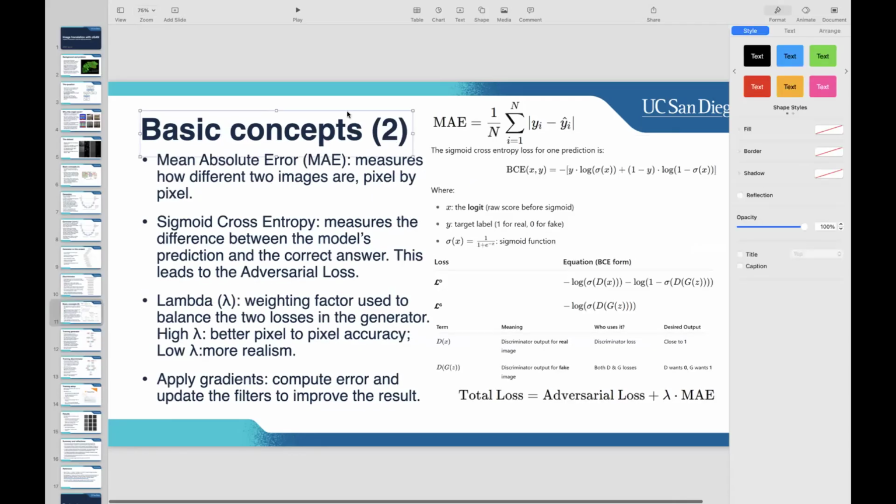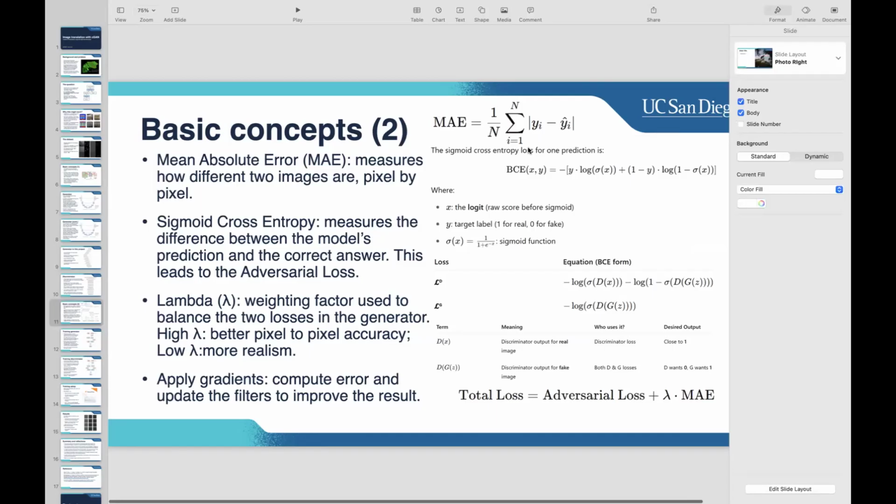So here's another round of concepts. I guess they are no longer basic concepts. They are very confusing concepts. First, what is mean absolute error, or MAE? It measures how different two images are pixel by pixel. This is the function. And the sigmoid cross entropy measures the difference between the model's prediction and the correct answer. This leads to the adversarial loss. So this is a loss function, and this is the function for the sigmoid cross entropy loss.